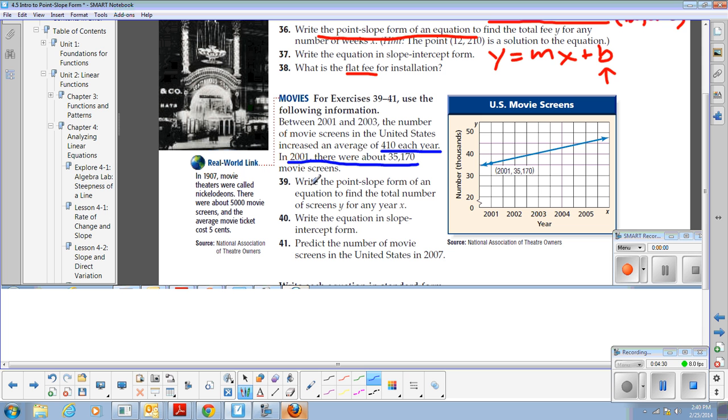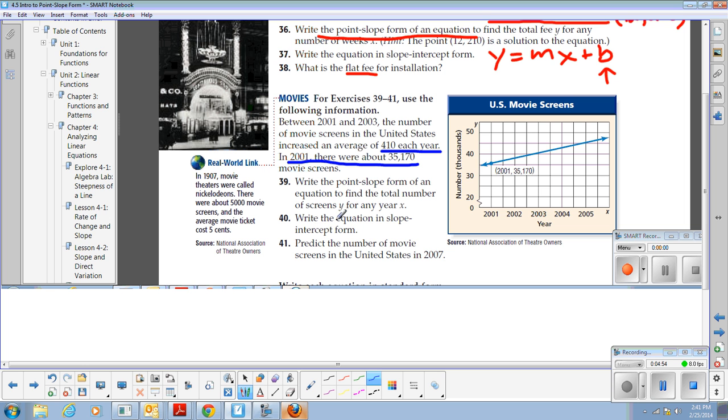39. Write the point slope form of an equation to find the total number of screens y for any year. So use your information up here. One of these is your slope. The other set is your coordinate. Something's got to be x1 and the other's got to be y1. Look at your graph over here. It's going to kind of give you a clue as to what's x and what's going to be y. So 39, write it in point slope form.